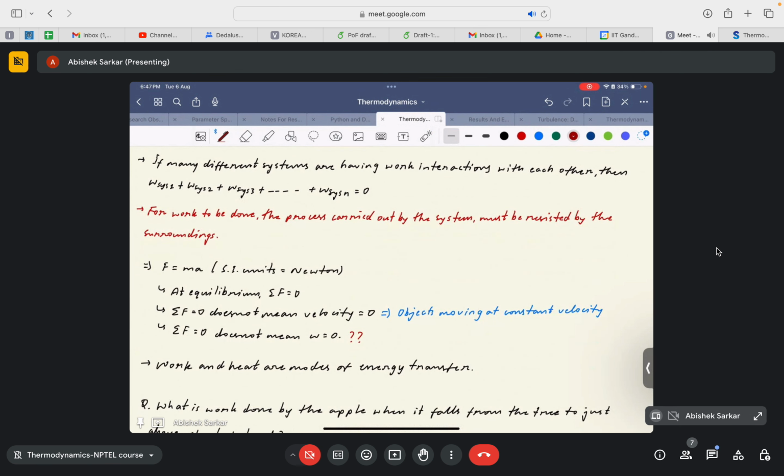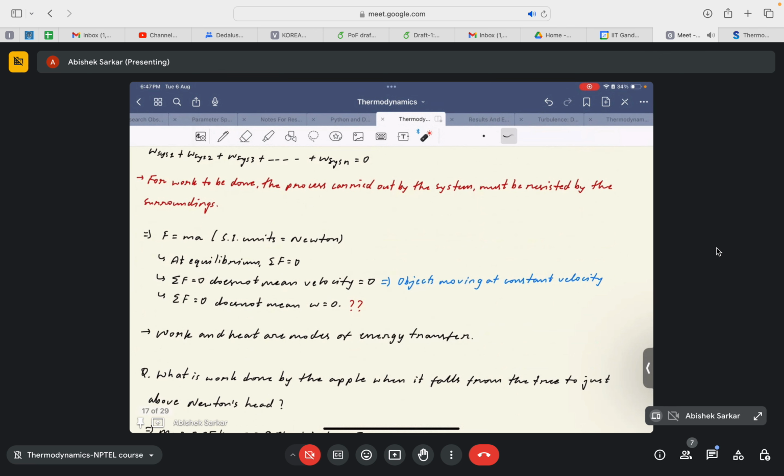Again, this is also very important. For the work to be done, the process carried out by the system must be resisted by the surrounding. So the work done by the system must be resisted by the surrounding. We will see what it means. Again, this is very trivial, but still.